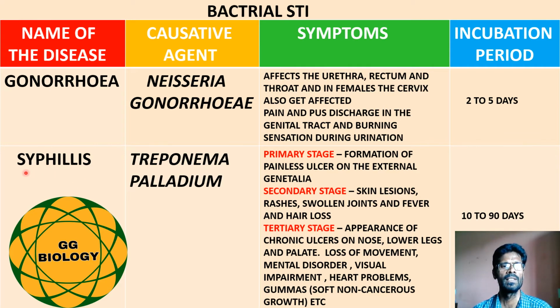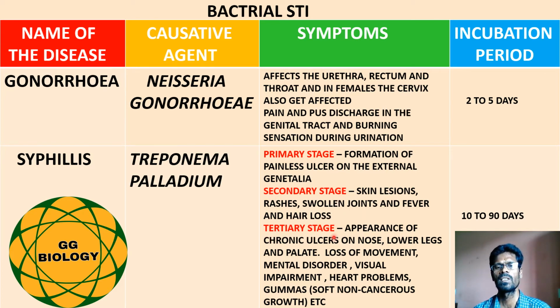The second disease is syphilis, and Treponema pallidum is said to be the agent of syphilis. The symptoms of syphilis can be broadly classified into 3 stages, namely primary, secondary and tertiary stages. The primary stage is the formation of a painless ulcer on the external genitalia. So on the external genitalia, there may be certain ulcer formation. The second stage is skin lesions, rashes, swollen joints and fever, as well as hair loss. So these are the secondary stages.